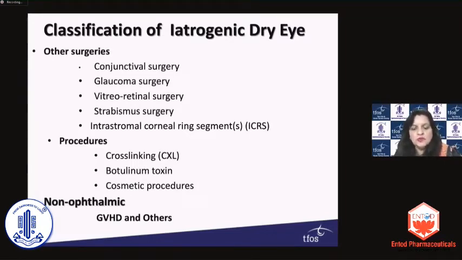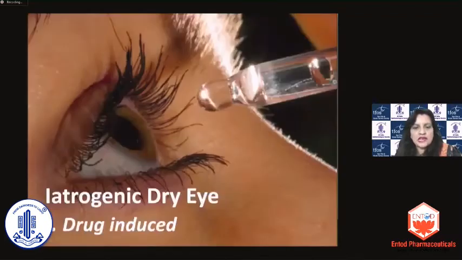disease. Now, in most of these cases, what happens is that either the patients are on the borderline of dry eye, and this dry eye condition gets precipitated after these surgeries, or the patient just jumps the fence from being normal to being a dry eye patient.